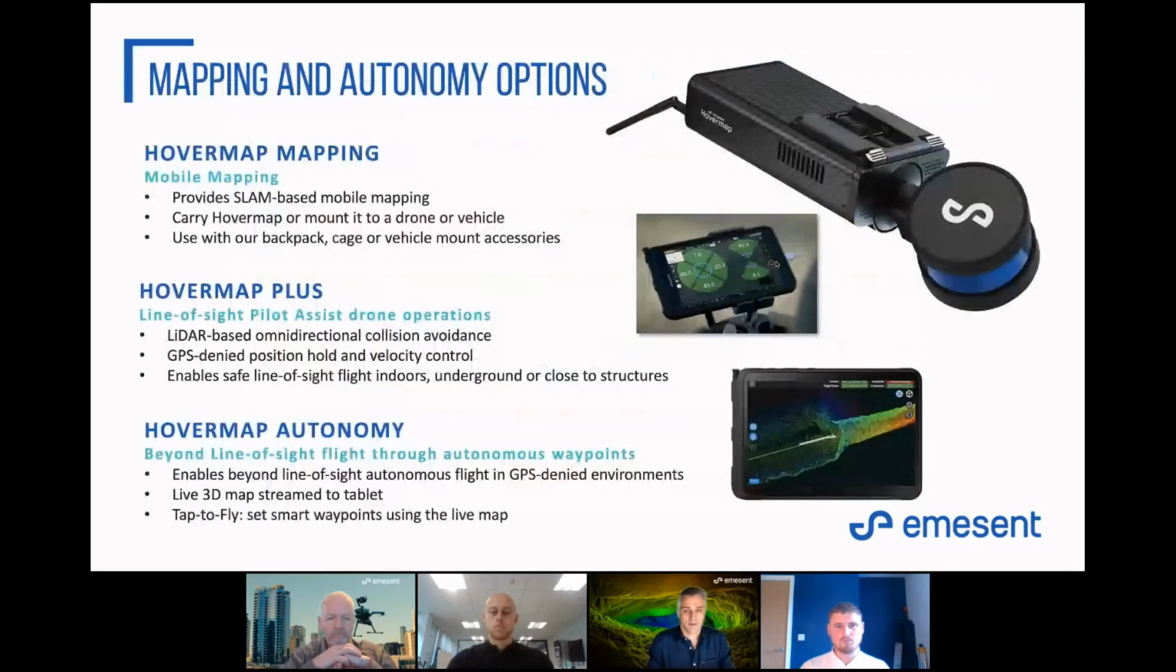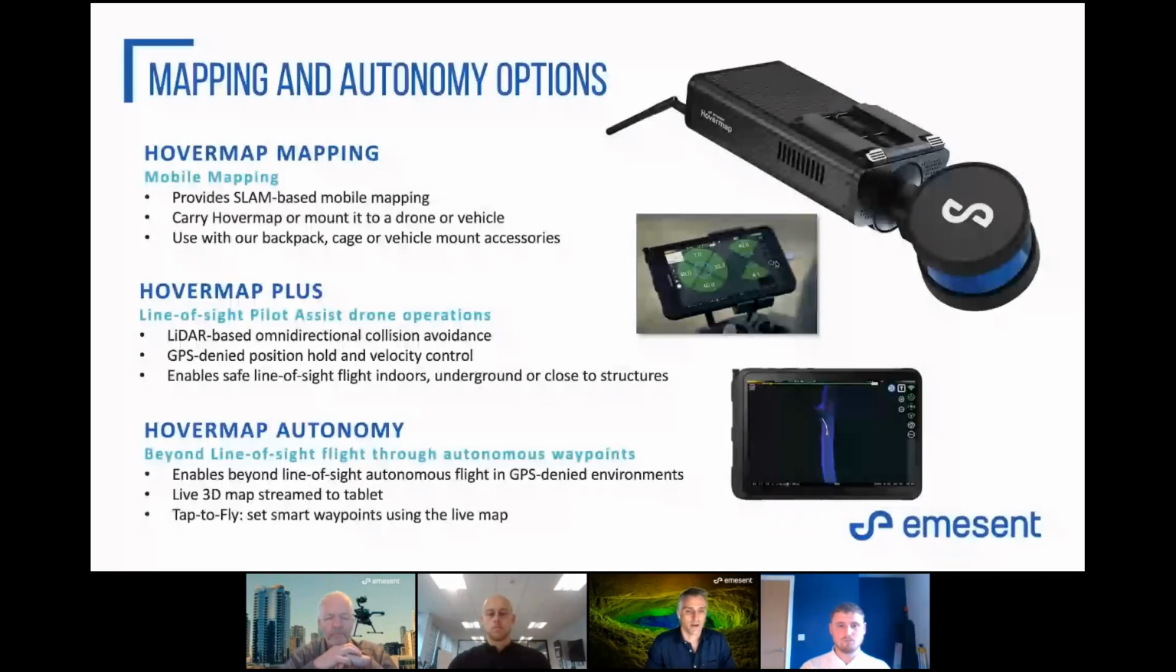So as I mentioned, Hovermap's designed as an autonomy and mapping payload, and we do offer 3 ways of using it. First of all, you can use it as a mapping payload. So it can be used on or off the drone, like you'll soon see, as a standalone mapping payload. And in that mode, it can be carried, mounted to a vehicle, or mounted on a drone, but it's not actually helping the drone flight. And while it's mapping, it's also streaming a low resolution point cloud to a tablet, so you can view the point cloud as it's being built up in real time.